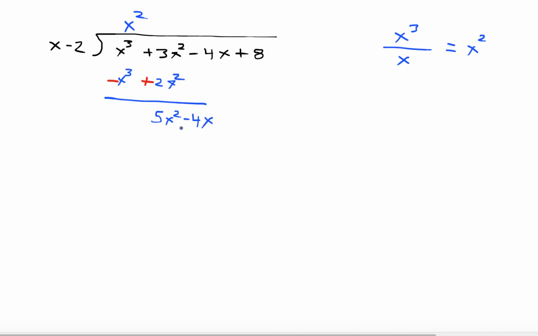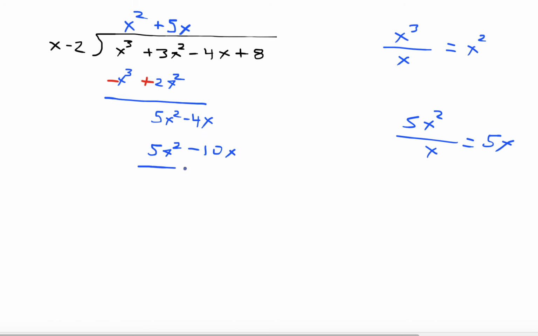So we'll take the first term in the remaining expression, 5x squared. Divide that by the first term in the divisor, which is x, and notice that we get 5x. Okay. So this should be the next term in our quotient, in our answer, plus 5x. And then we just repeat, right? 5x times x is 5x squared. 5x times negative 2 is negative 10x.